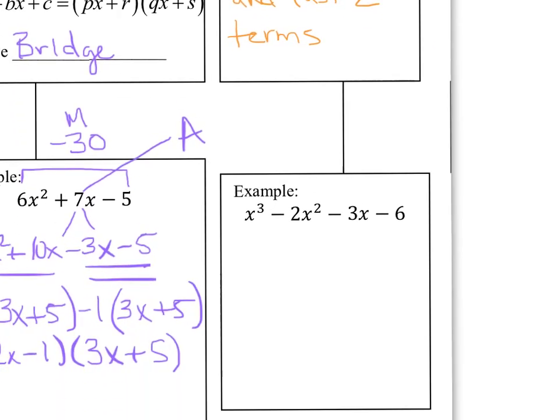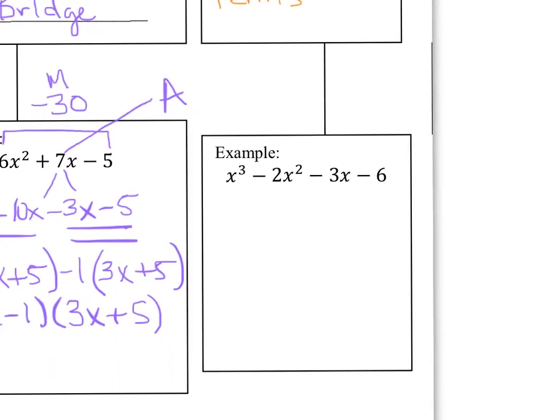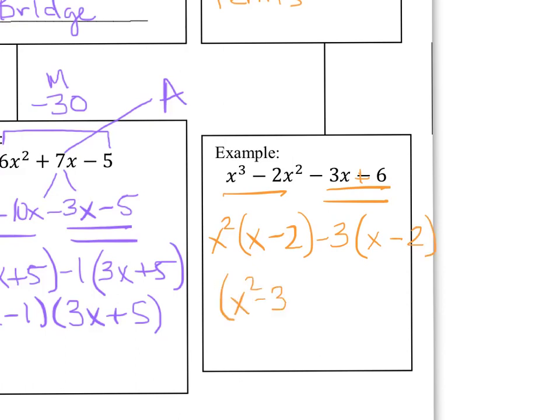So let's just take a look at an example, even though we kind of just did one. If I group the first two together and then group the last two together, the first two have an x squared, and if I factor out an x squared, I'm going to be left with x minus 2. The last two have both a negative 3. Oop, I made a mistake. Let's go ahead and just change that to a plus so it works out. So if I factor out a negative 3, you're going to get x minus 2.